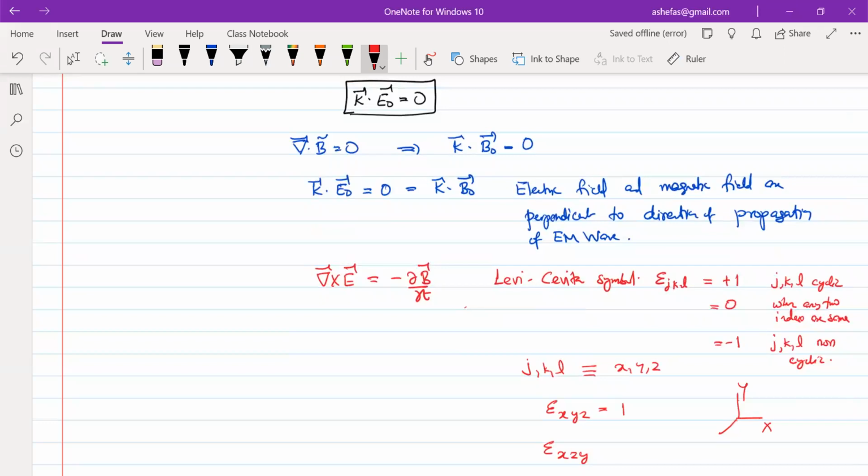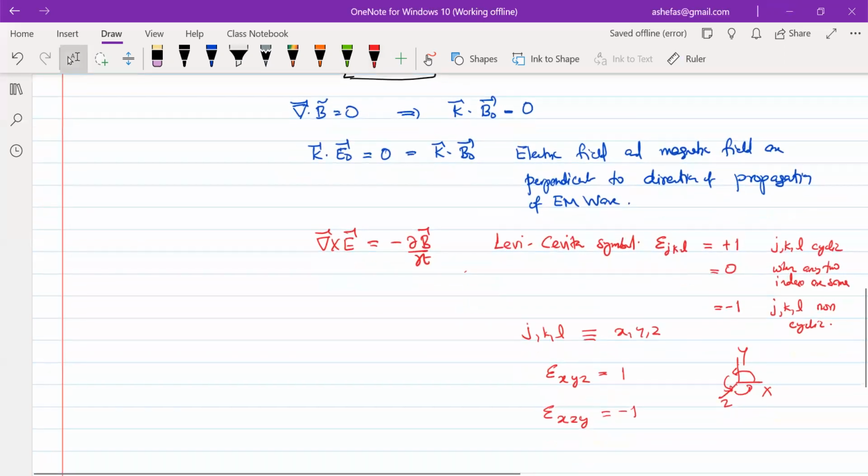X, y, z, this is cyclic way. Z, x, y is cyclic. Y, z, x is cyclic. But x, z, y is non-cyclic. So x, z, y becomes minus 1.